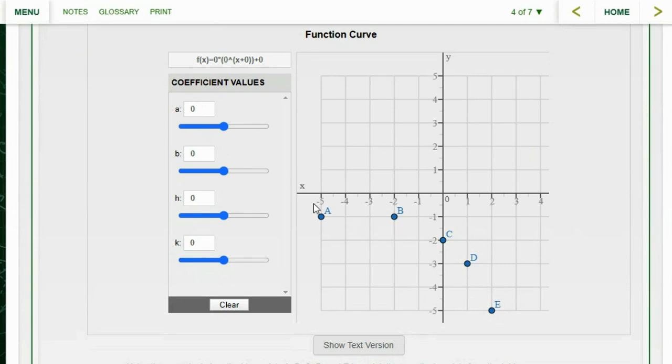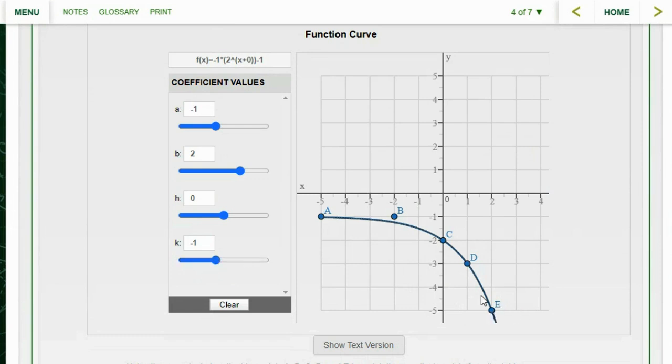So let's see. It looks like an exponential increase that's been reflected down, right? So if our base is greater than 1, let's say a base of 2, but our coefficient is negative, let's say negative 1. See, that makes it go down because we used a negative coefficient to reflect it downward. But we need to bring it down 1, so our k would be negative 1. Oh, that's pretty close.